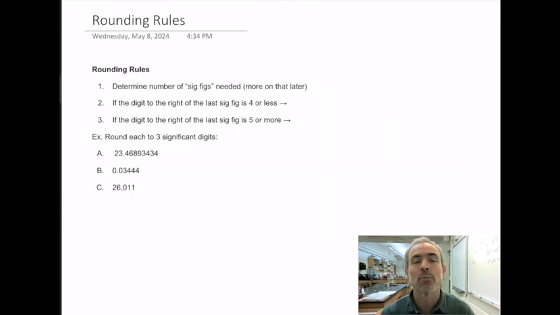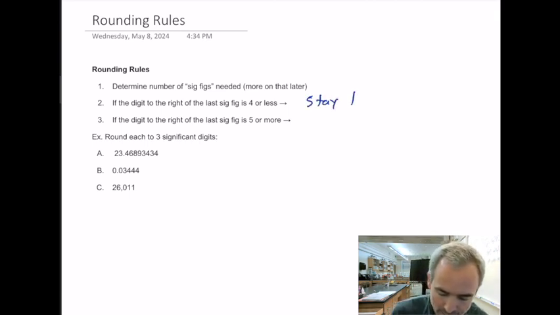Now, let's deal with rules regarding rounding, okay? This should sound familiar, except for the sig fig part. First, you got to figure out how many sig figs you need to round to. More on that in a second. But remember how to round. If the digit to the right is 4 or less, you round down, which basically means that number stays the same, okay? So it stays the same if it's 4 or less.